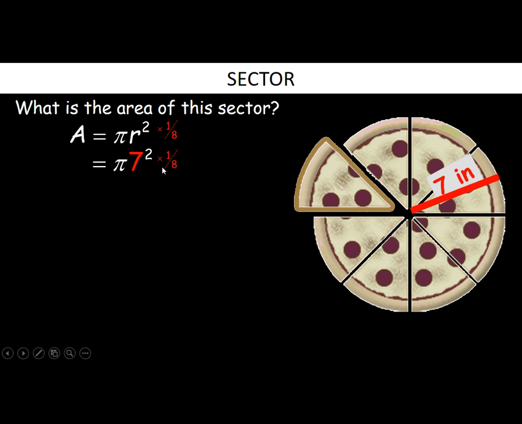Into our area formula, make sure we multiply the whole thing by 1/8 at the end, and we get 19.23 square inches. That's it. That's the area of this one slice of pizza. We find the area of the whole thing, our area formula, and multiply it by the fraction of the circle or pizza that we wanted.